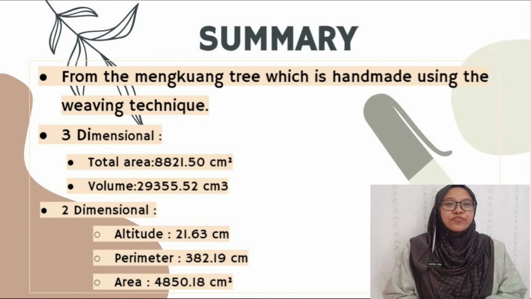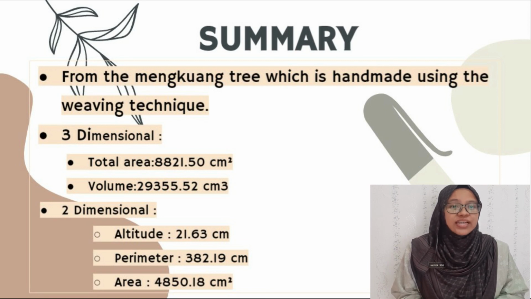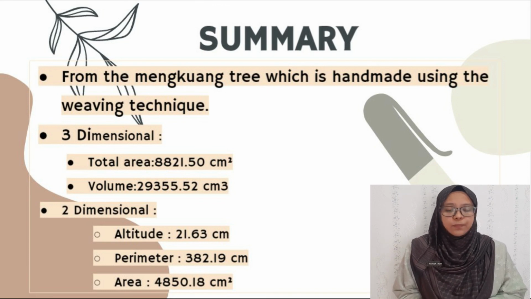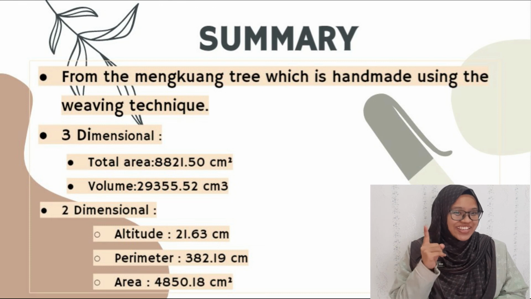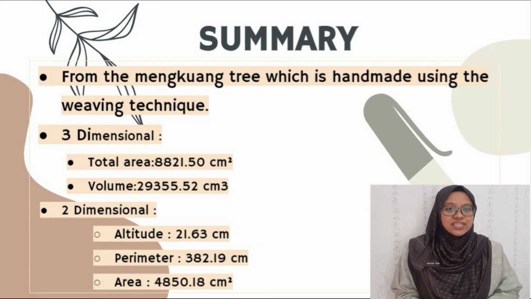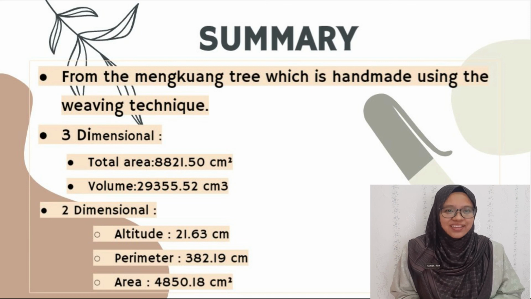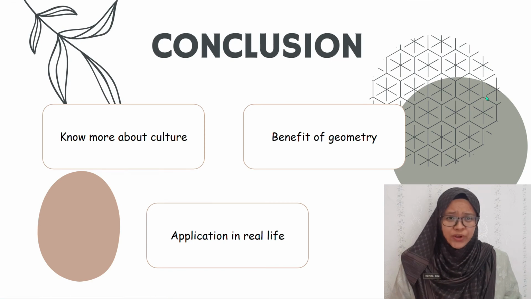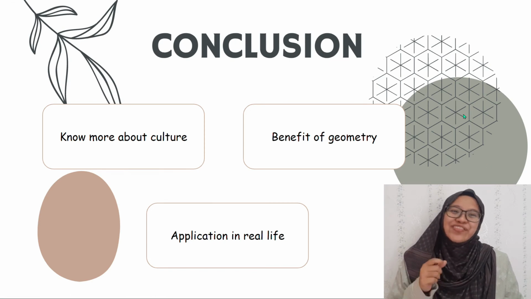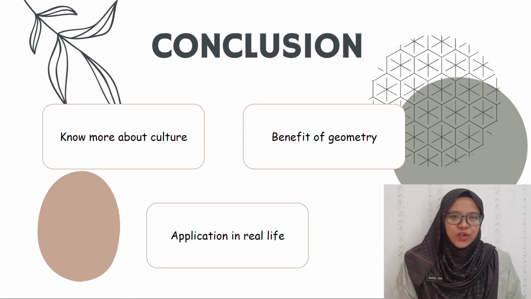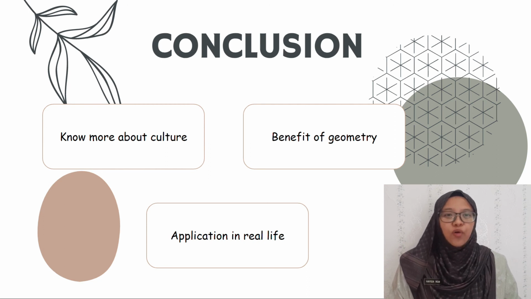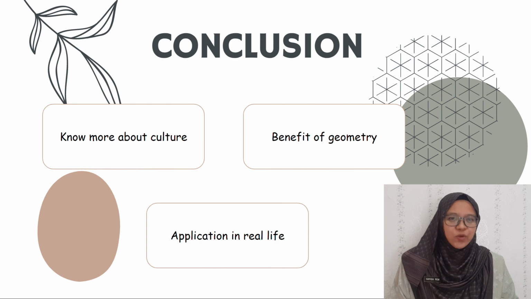And here we come to the final part of the presentation, which is the summary and conclusion. Based on the task given, we have summarized that we found out the Tudung Saji is made from the Mengkuang tree. And here's the best thing ever. The Tudung Saji Mengkuang is a handmade thing using a weaving method. What did we get from this task? From this task, we can conclude that we know the origin of the Tudung Saji that we never knew, although we have used the Tudung Saji since our childhood.